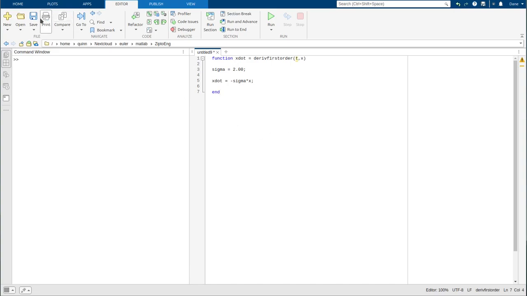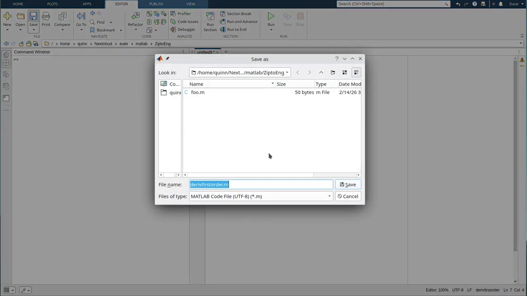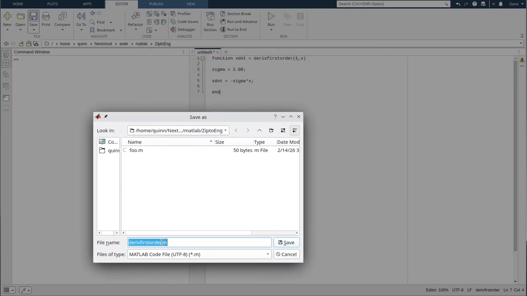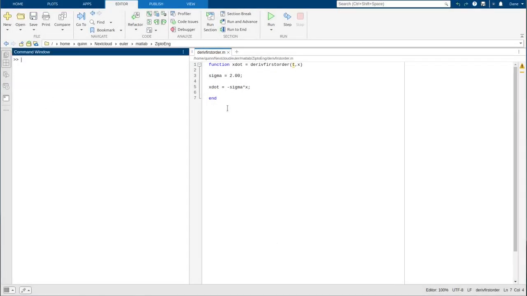Okay, so let's save this. MATLAB will typically choose a file name for you. You can obviously change it, but if you have a function, it will try to intelligently choose the name of the function. So now we have defined our function, deriv first order. Let's actually simulate this in MATLAB.